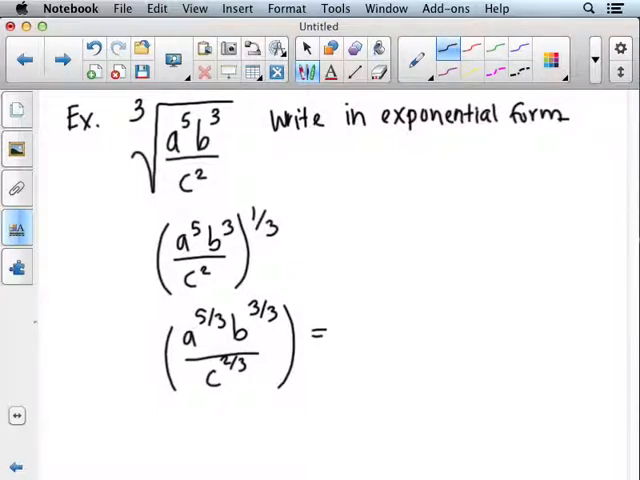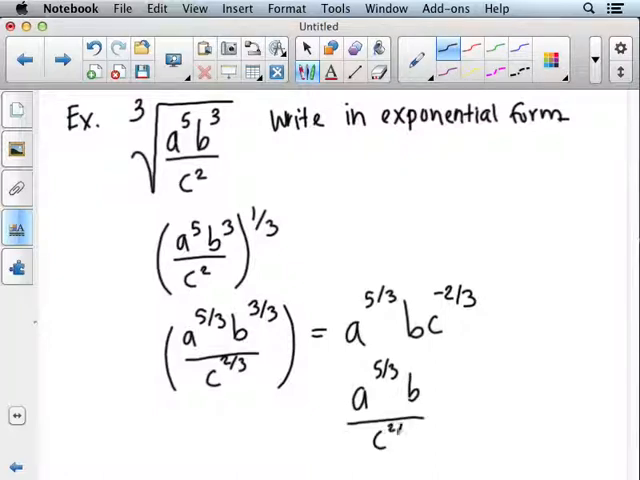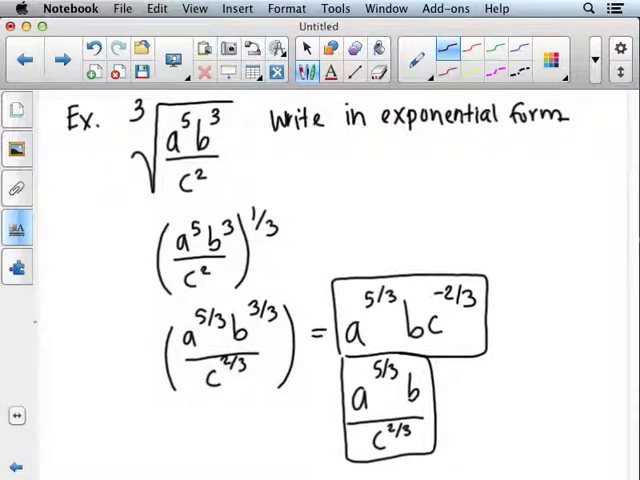And so that becomes a to the power of 5/3, b, c to the power of negative 2/3, or a to the power of 5/3, b divided by c to the power of 2/3. These are the same thing. One has all positive exponents, the other has a negative exponent.